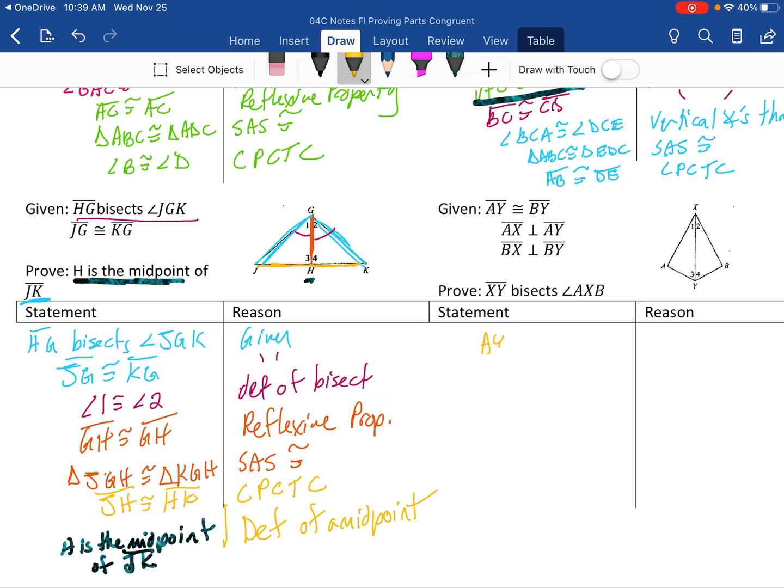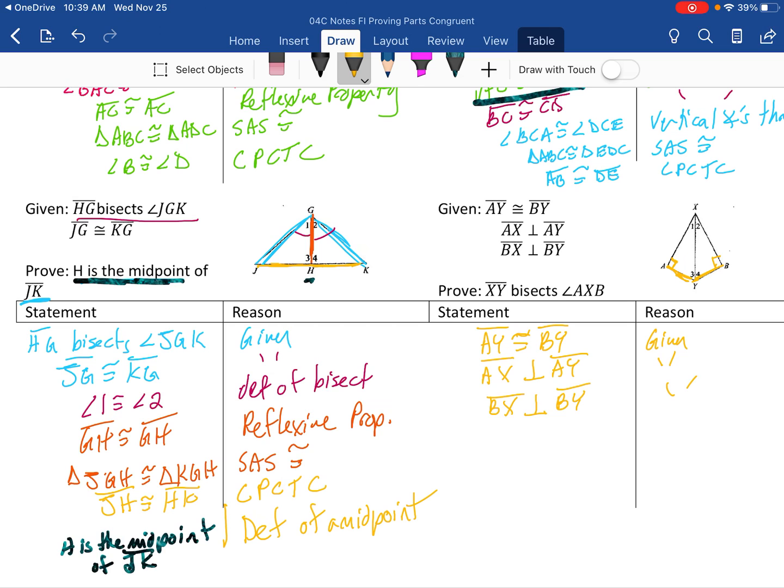All right, last one. So we have AY is congruent to BY. That's given. We also know AX is perpendicular to AY, also given. So AX and AY. And we also know that BX is perpendicular to BY. Now this is going to be significant because now I know I'm dealing with right triangles, and we really haven't done too much with proving right triangles congruent to each other.